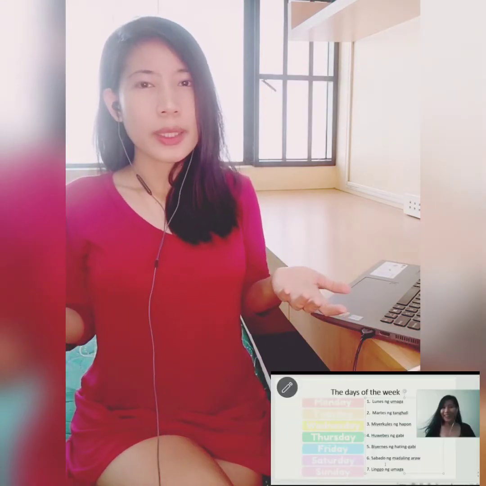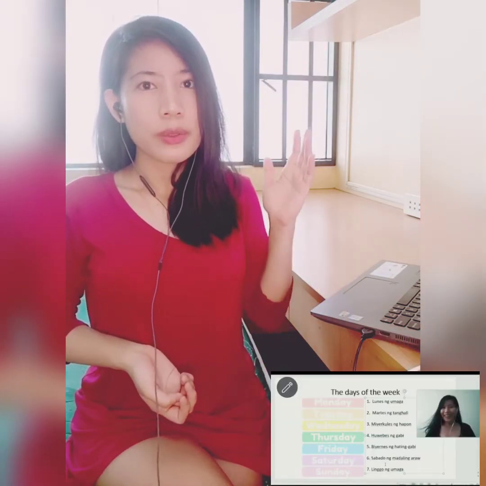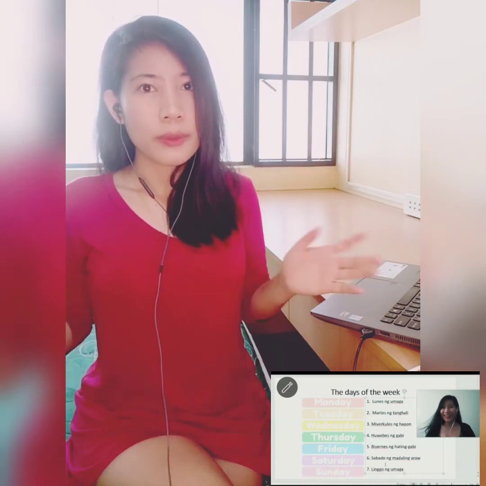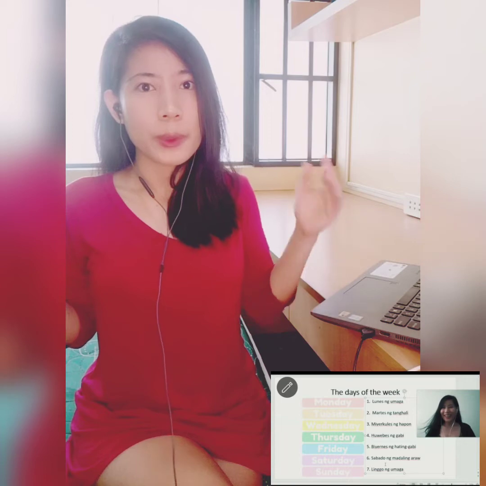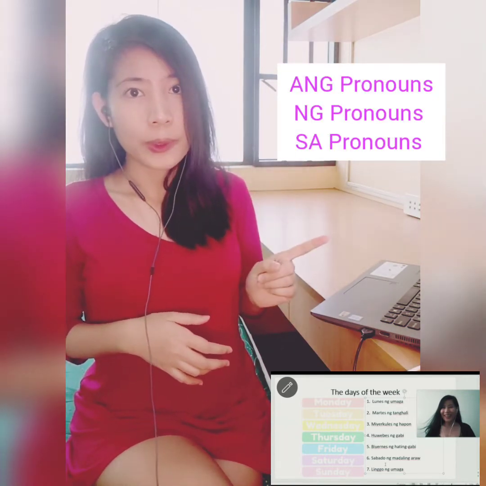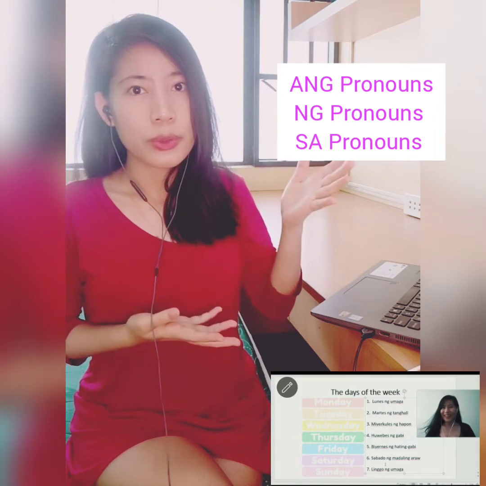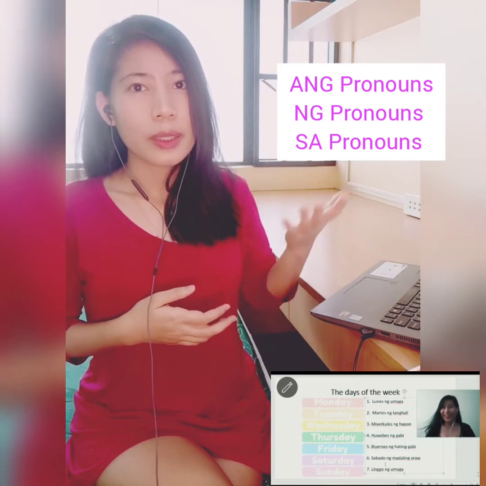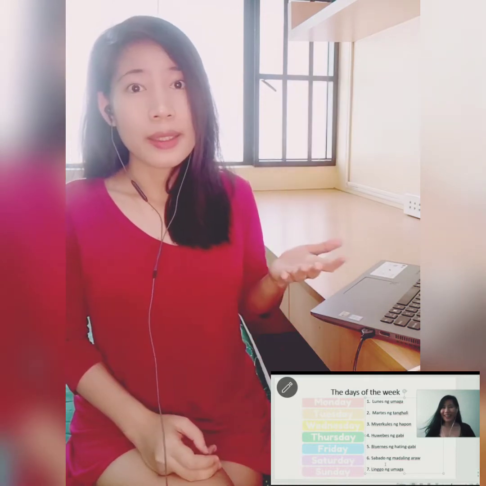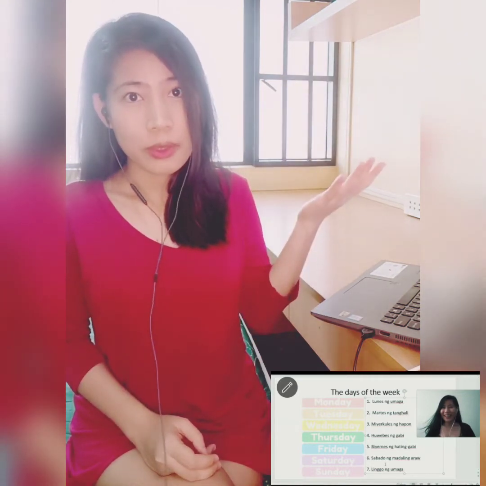May mga estudyante ako, I have students, they try to do self-study first before enrolling to me, and they find it too confusing. For example, when we talk about pronouns in Tagalog, there's ang pronoun, nang pronoun, and sa pronoun. This is how the pronouns are introduced or taught in most of the Tagalog books out there. But I don't teach this way. Instead, this is how I present pronouns to my students.